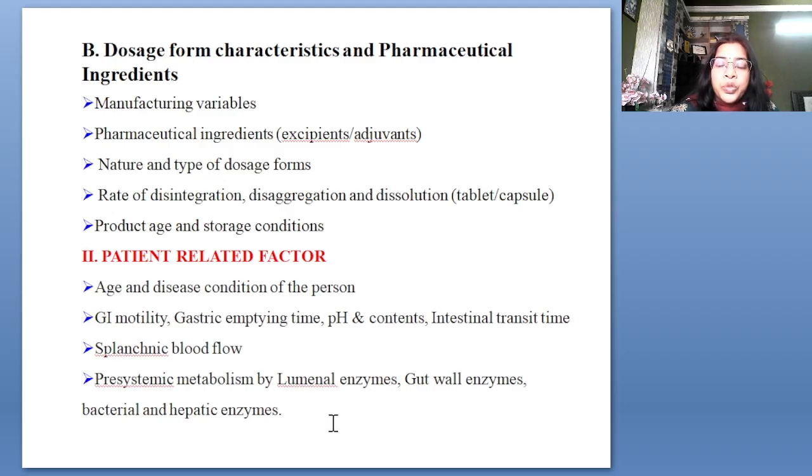Metabolism of drugs through these factors can reduce its bioavailability, and the drug available for absorption is reduced. So this is a very important factor in the case of some of the drugs.